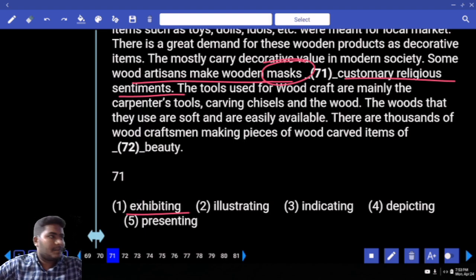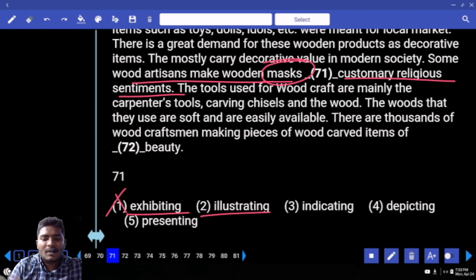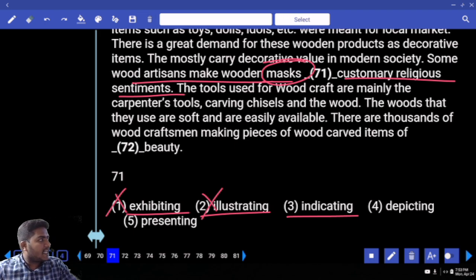Now, masks exhibiting. What do you mean by exhibition? It is like a fair, open for the public. It is not related to that. Next one, just before I told you, what is this one here? Illustration. Illustration is only for the imagination, not related. Next one is what here? Indicate. Indicate is to show, to point at something. It is basically used as a negative terminology, remember.